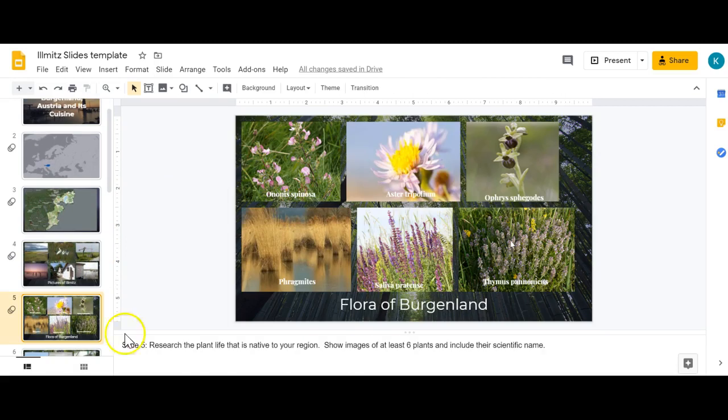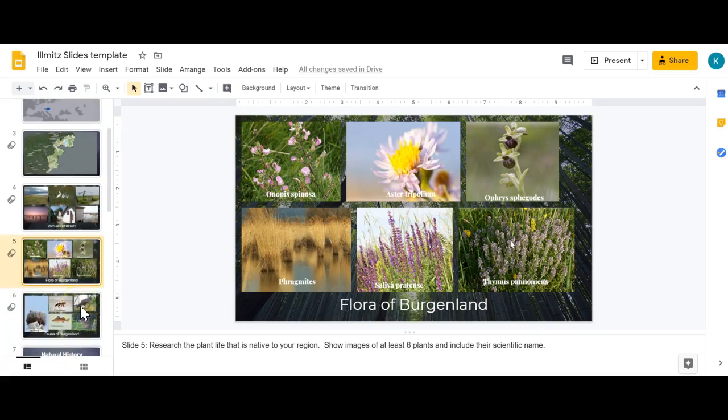The next slide is going to have you focus particularly on the flora, that's the plants of that area. And if you can not only create an image of the plants, but also write their scientific names. Again, these should represent those classic regions that you would find in that area where your dish comes from.